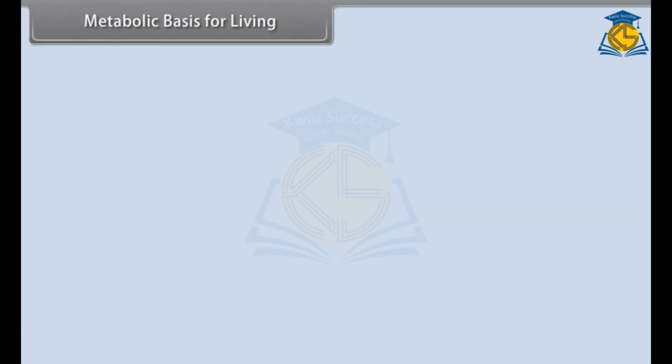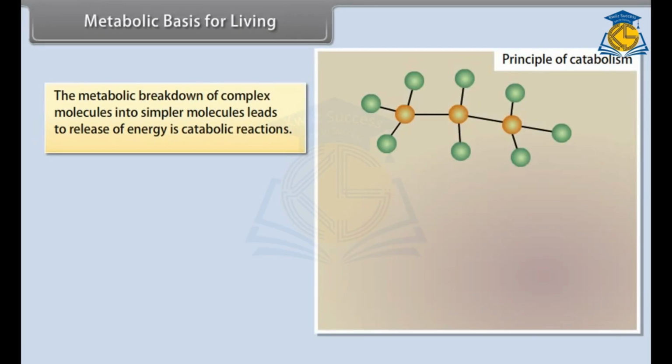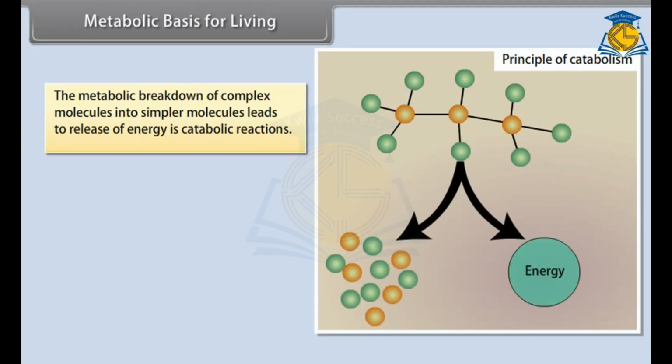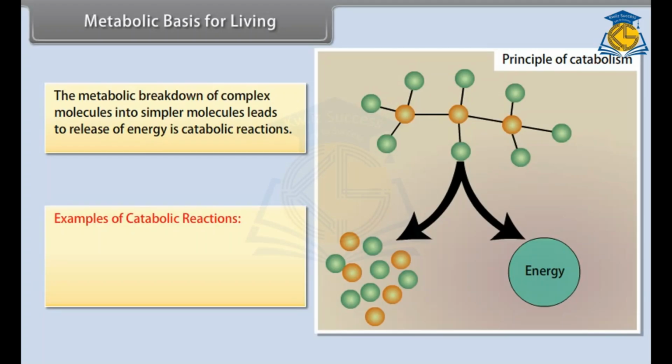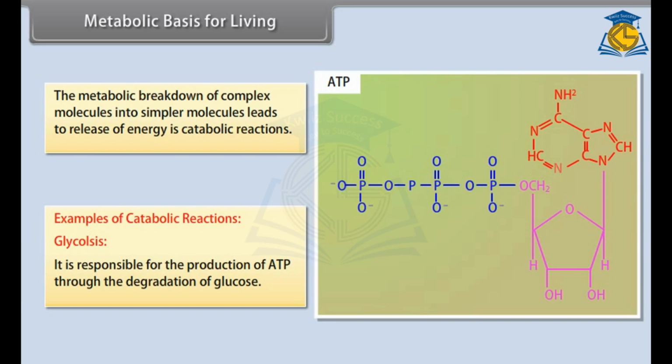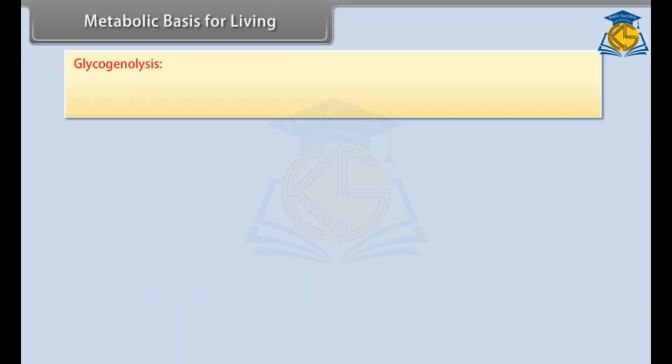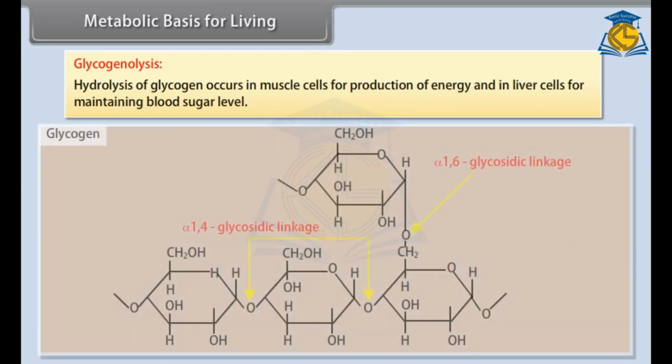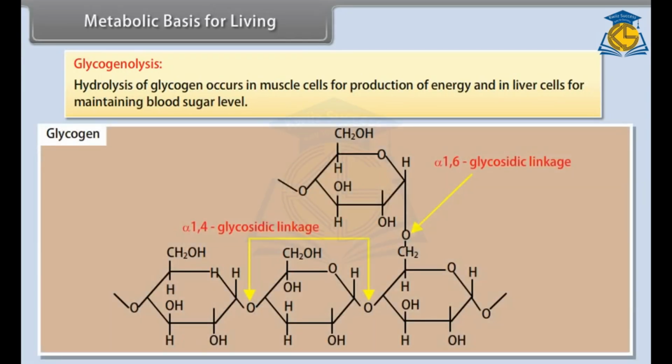Metabolic basis for living. The metabolic breakdown of complex molecules into simpler molecules leads to release of energy in catabolic reactions. Examples of catabolic reactions: glycolysis. It is responsible for the production of adenosine triphosphate through the degradation of glucose. Glycogenolysis. Hydrolysis of glycogen occurs in muscle cells for production of energy and in liver cells for maintaining blood sugar level.